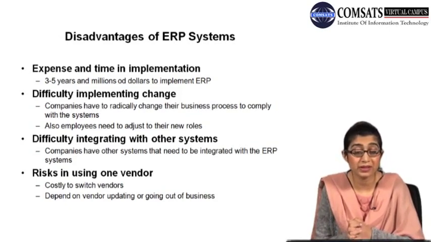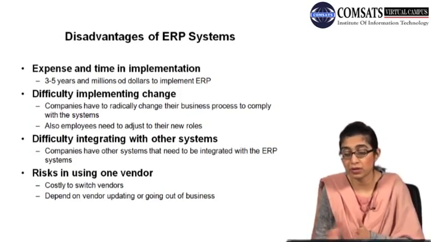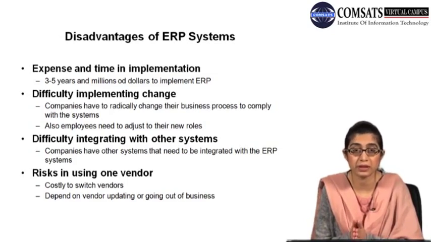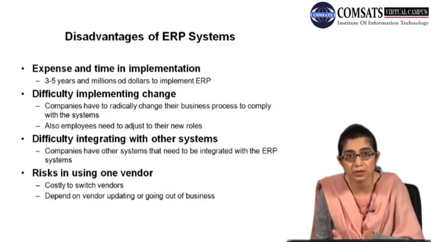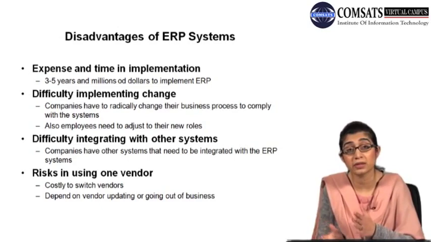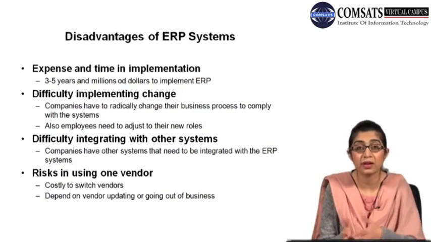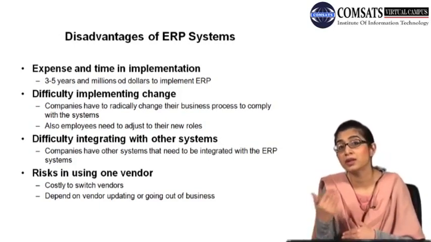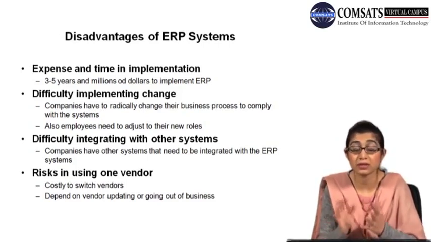Then the last point in the disadvantages is risk in using one vendor. So basically, when you're using one vendor, that means, for example, if you have taken your system from Oracle, then it's very costly to switch vendors. Obviously, when you have taken your system from one company and you spent millions of dollars on that company, and you spent 3-4 years implementing it, then to change, obviously, it's going to cost you double, because again you have to change your business process according to that kind of enterprise system. So that's why switching from one vendor is not easy.